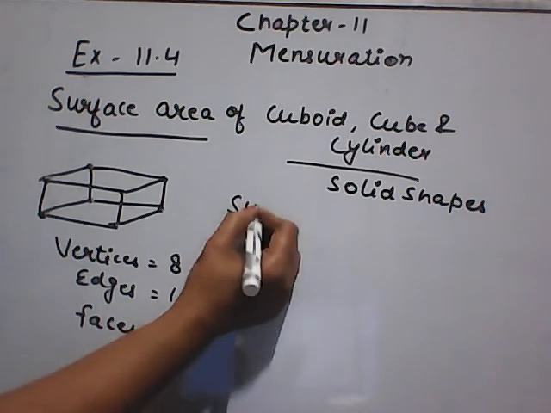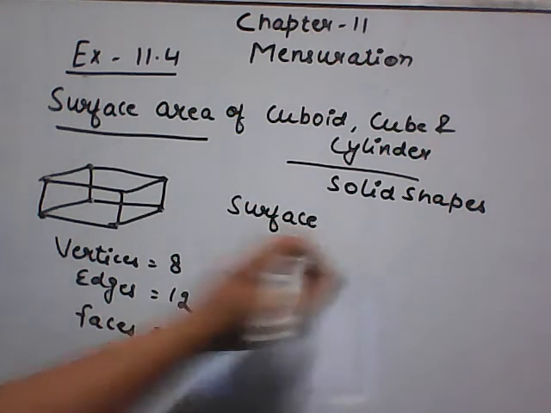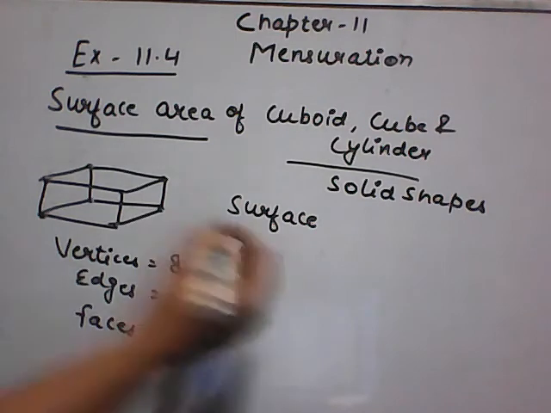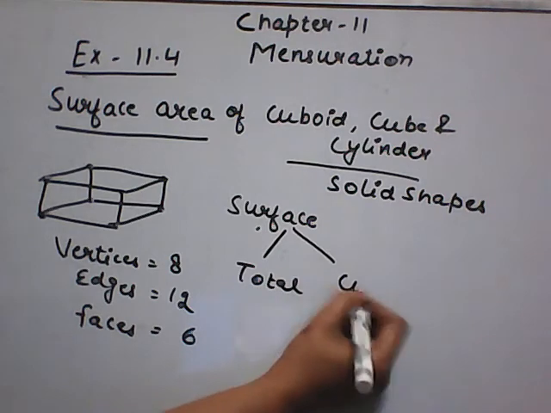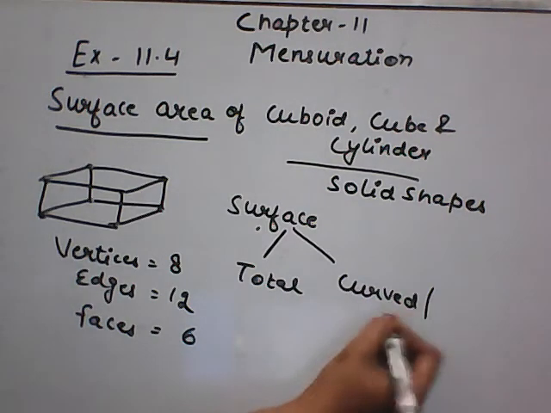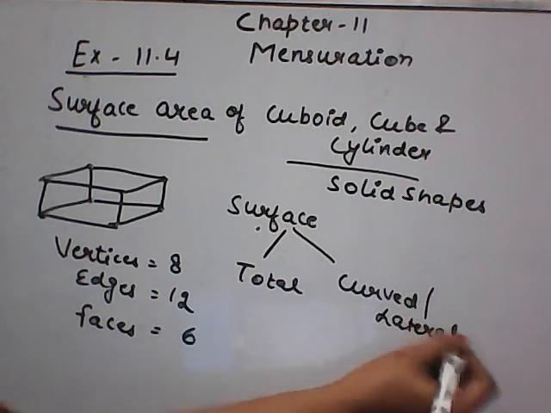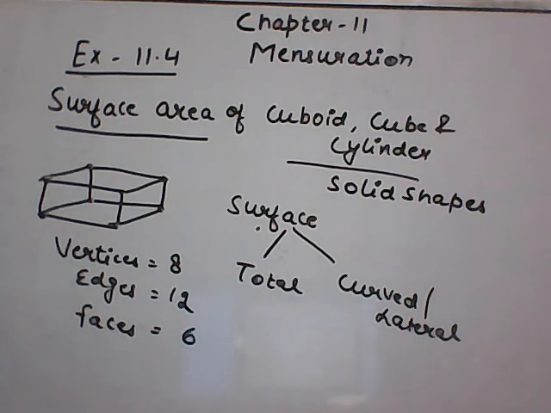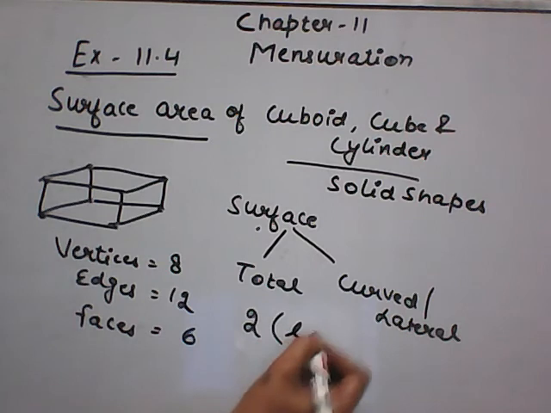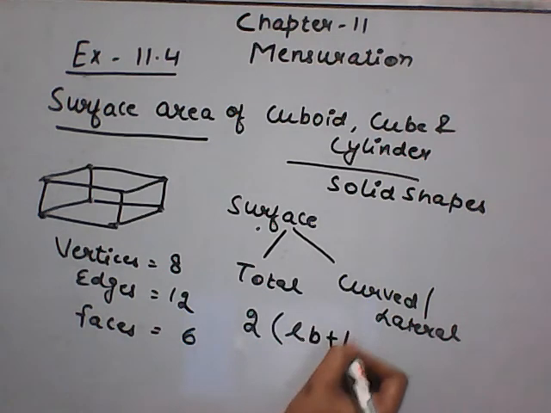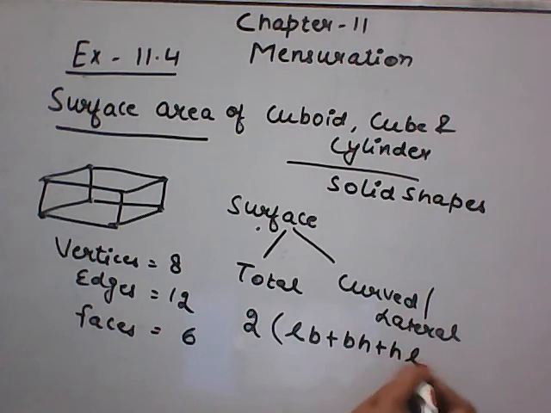Now, surface area can be calculated. There are two types of surface area. First one is total surface area. Next one is curved surface area, or you can say lateral surface area. Curved or lateral, both terms can be used. Now, total surface area for the cuboid will be 2 into length into breadth plus breadth into height plus height into length. It is the total surface area for the cuboid.